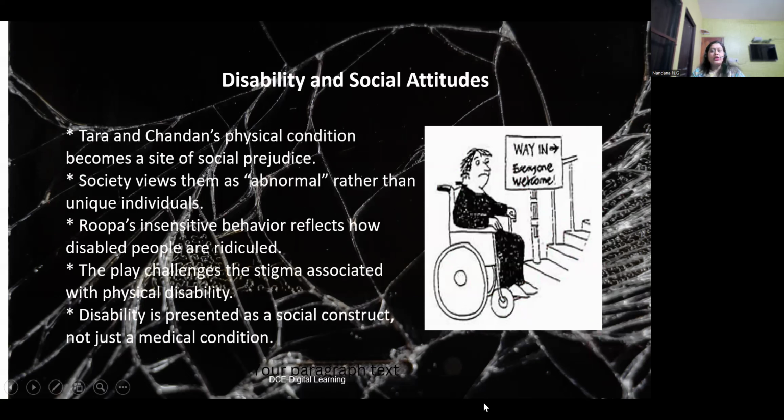The second important theme that is seen in the play is disability and social attitudes. Tara and Chandan's physical condition becomes a site of social prejudice. Society views them as abnormal rather than as unique individuals. Rupa's insensitive behavior reflects how disabled people are ridiculed. The play challenges the stigma associated with physical disability. Disability is presented as a social construct, not just as a medical condition.